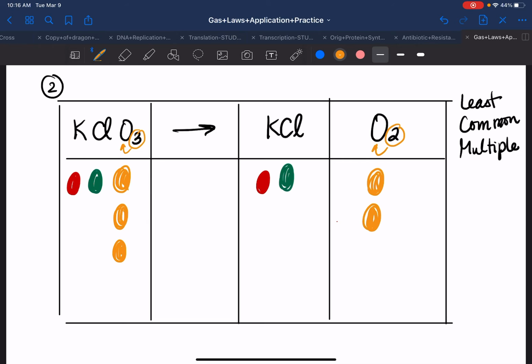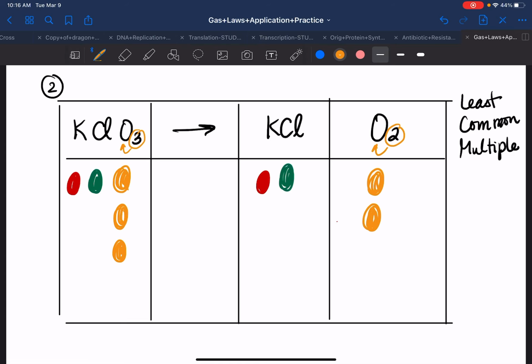Now, again, our trick is to do the easiest one first, and then we go from there. So I would actually start with the oxygen, because as you can see, the K and the Cl are balanced already. So, again, least common multiple. We have a 3 and we have a 2. So think about it for a second. What would be the least common multiple of 3 and 2? Hopefully you'll say 6.